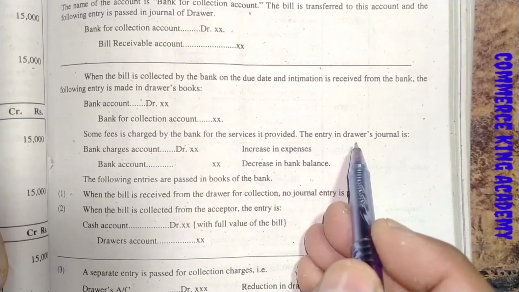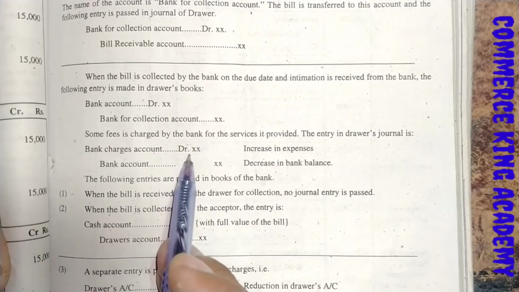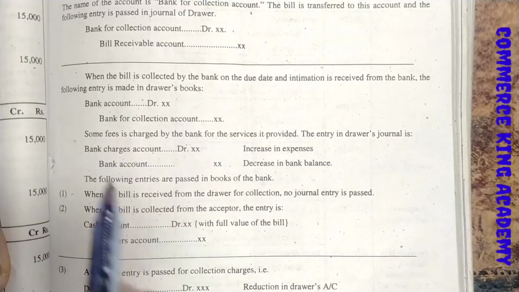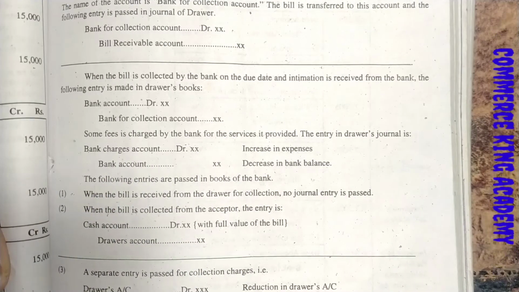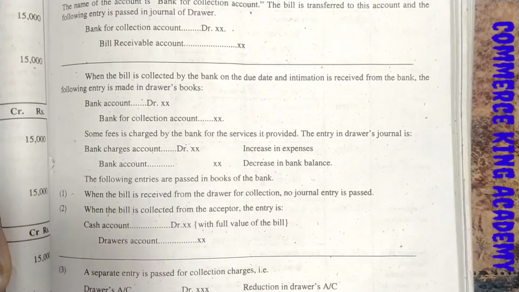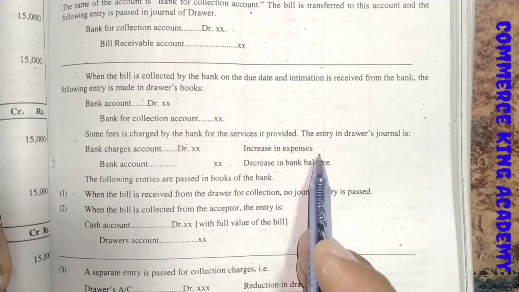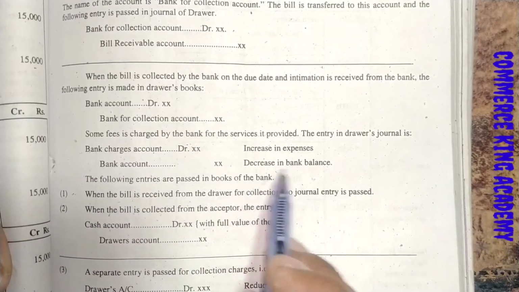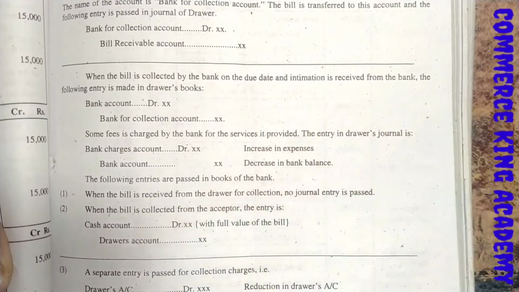The entry in the drawer's journal will be: bank charges account will be debited because it is an expense for the drawer, and it is ultimately paid from the bank account. So the bank account will be credited. The reason is that bank charges are an increase in expense, so bank charges will be debited, and bank account decreases in bank balance. That is the reasoning behind this.